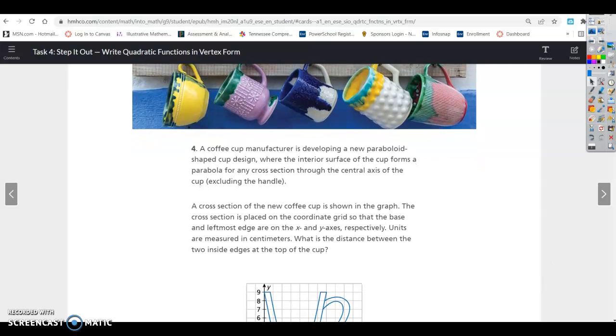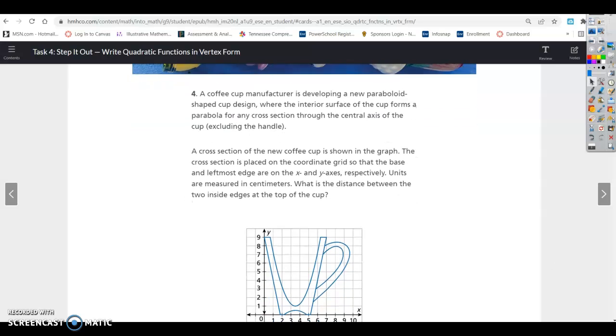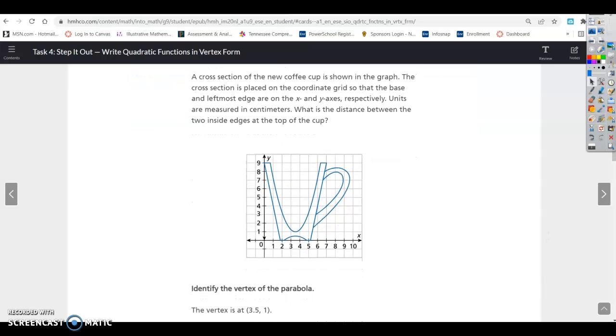A coffee cup manufacturer is developing a new paraboloid-shaped cup design where the interior surface of the cup forms a parabola for any cross-section through the central axis of the cup, excluding the handle. A cross-section of the new coffee cup is shown in the graph.